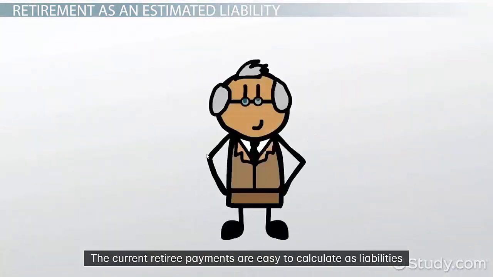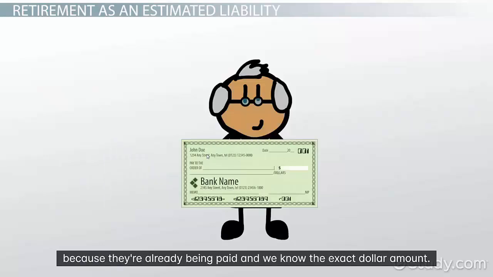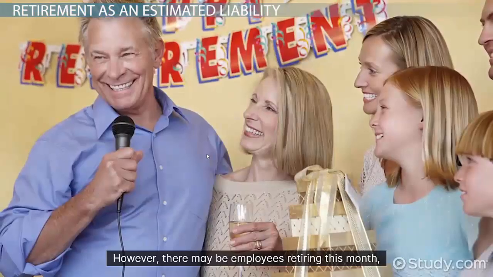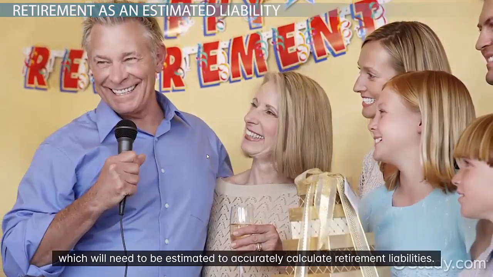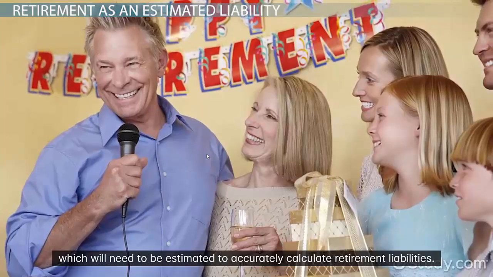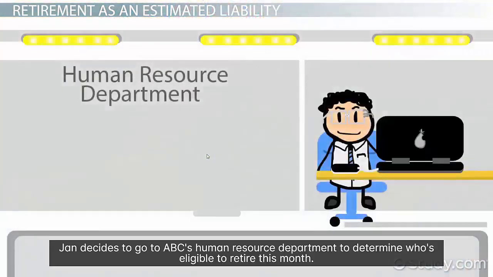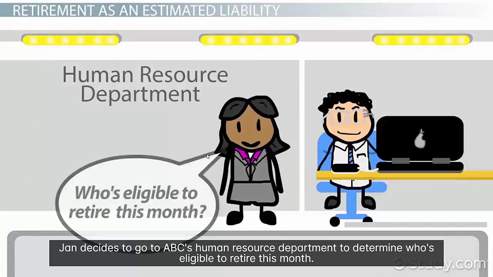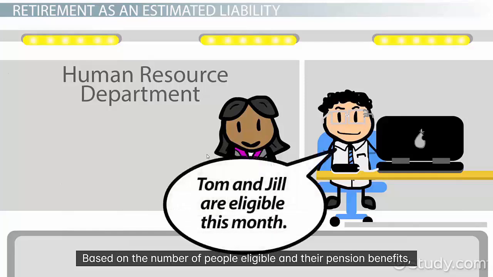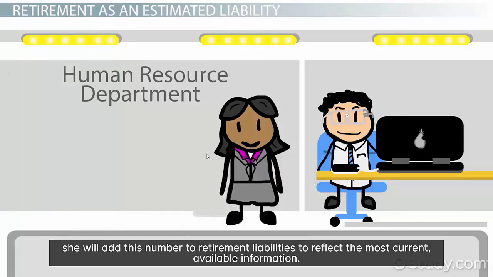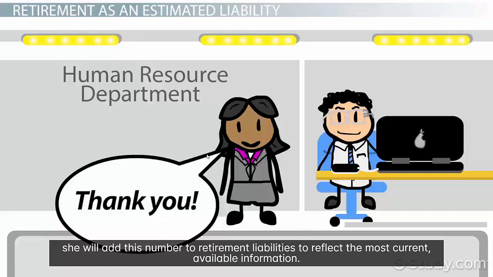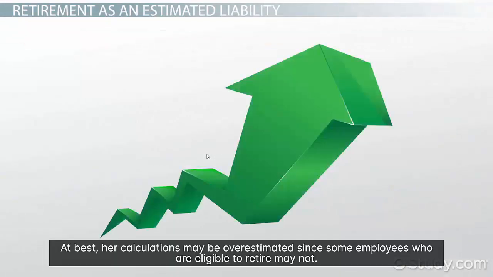The current retiree payments are easy to calculate as liabilities because they're already being paid and we know the exact dollar amount. However, there may be employees retiring this month, which will need to be estimated to accurately calculate retirement liabilities. Jan decides to go to ABC's Human Resource Department to determine who's eligible to retire this month. Based on the number of people eligible and their pension benefits, she will add this number to retirement liabilities to reflect the most current available information. At best, her calculations may be overestimated since some employees who are eligible to retire may not.